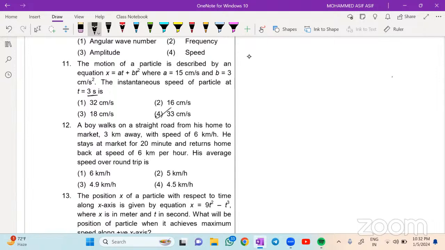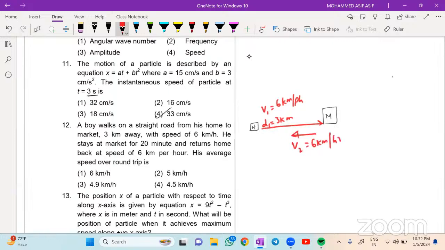Boy walks on a straight road from his home. This is his home, and this is your market. The boy is going on a straight road from home to the market, 3 kilometers away, with a speed of v equal to 6 kilometers per hour. V1. Distance d1 is 3 kilometers. He stays at the market for 20 minutes and returns to the home at a speed of, now it is coming back with a speed of 6 kilometers per hour. The average speed will be equal to how much? V average will be equal to, I hope you remembered the formula directly for that one.